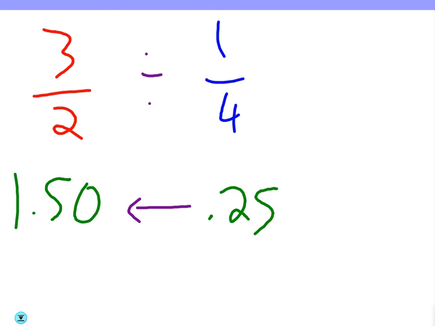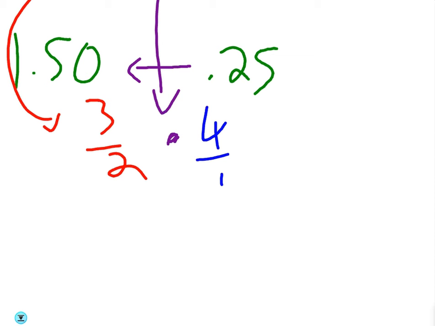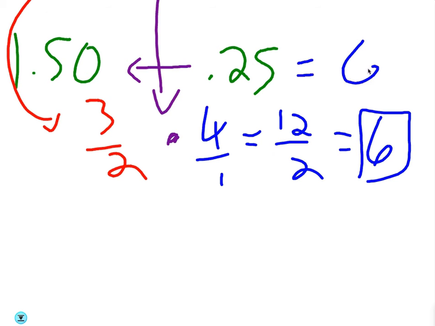Now let's check it out and see if it works with fractions. We talked yesterday about keep, change, flip. So this fraction problem would become 3/2. This would change to multiply. And the second fraction flips. 3/2 times 4/1 is equal to, not 8, 12/2, which gives you 6. So 6 quarters fit into $1.50, which are just fractions, right?